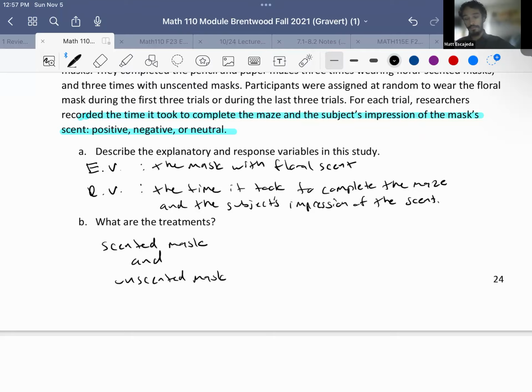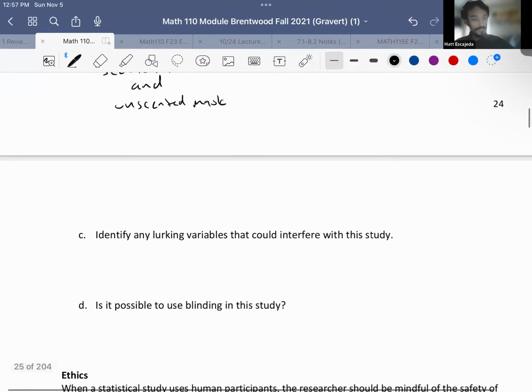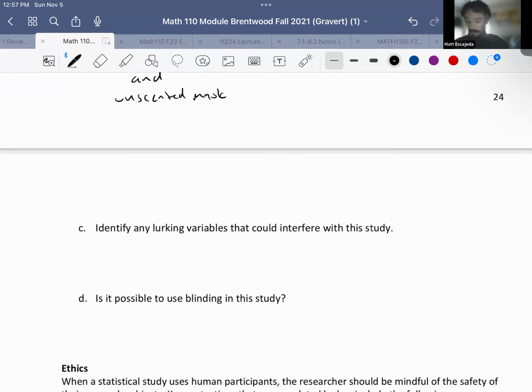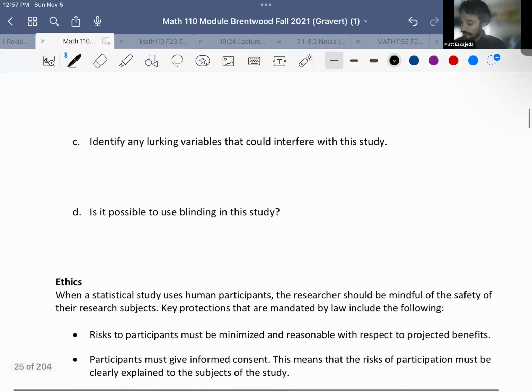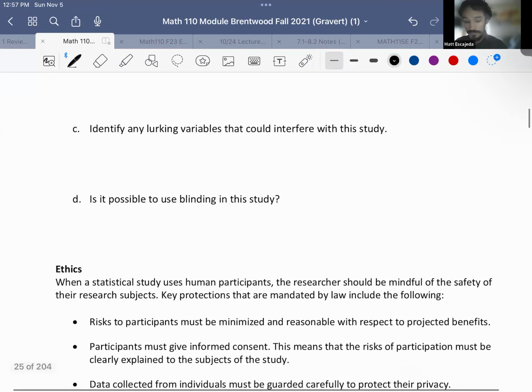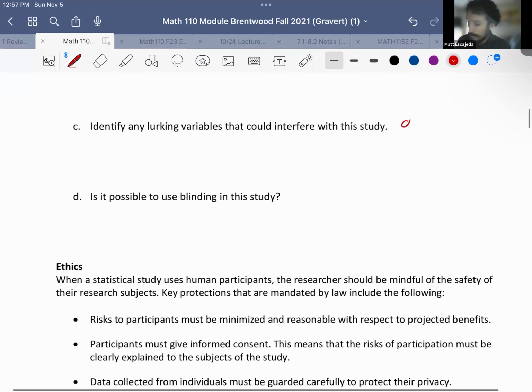Okay. So on the next page, this example is continued. Okay, so identify any lurking variables that could interfere with this study. So this is a tricky question. It's kind of opinion based. So there are 2 options.